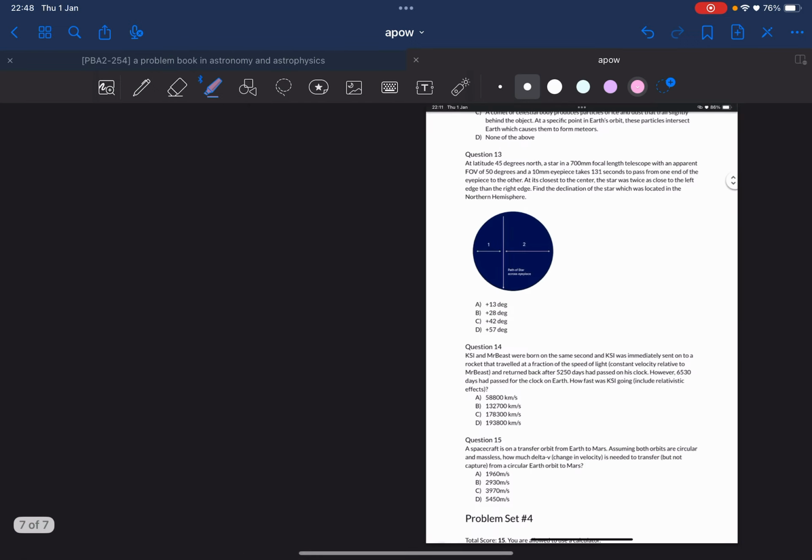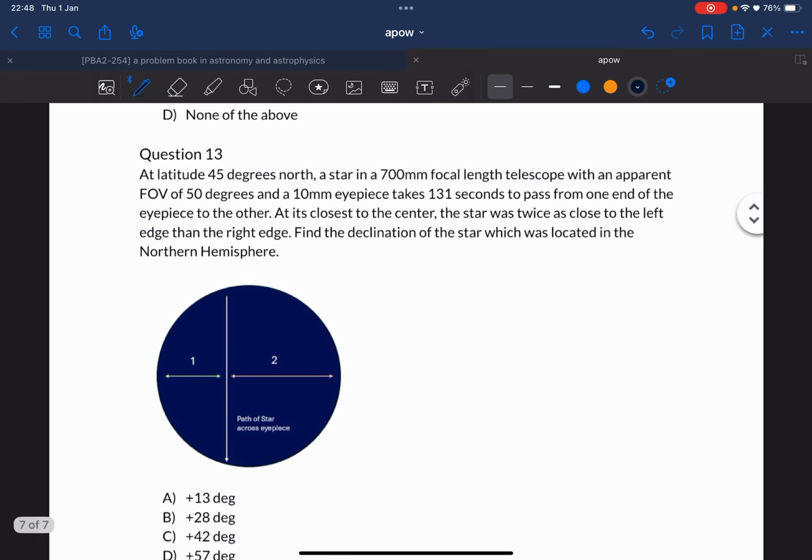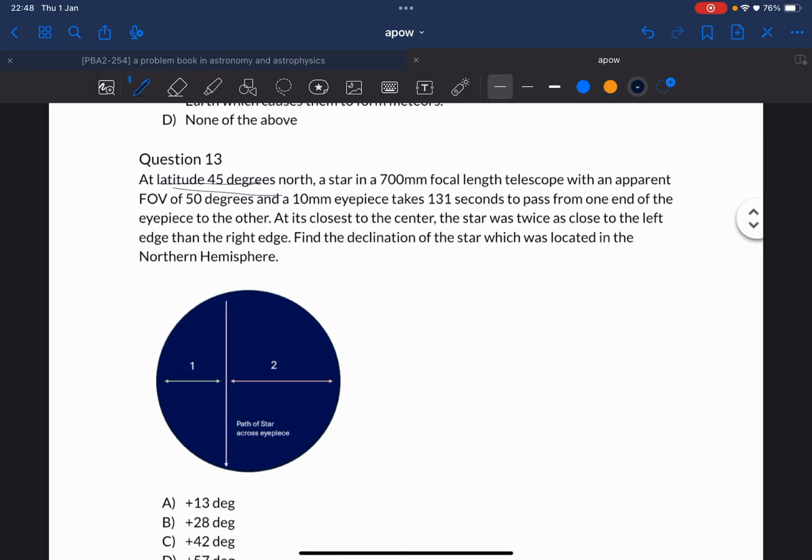And then for question 13, this one's once again a really confusing question. Look, you said latitude 45 degrees north. Do you mean you're pointing the telescope at latitude 45 degrees north? Or does it mean you're at a location that has a latitude of 45 degrees north? In either case, where are you at and where are you pointing towards? And then we talk about a star in a 700 mm focal length, whatever. We have 50 degrees and a 10 mm eyepiece. So basically you're just saying you have a magnification of 7 times, so the 50.